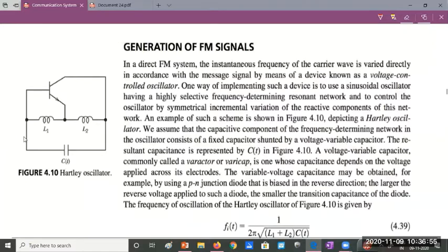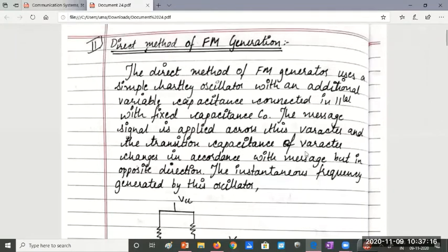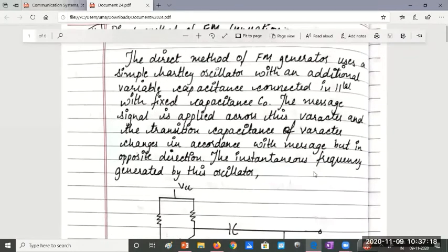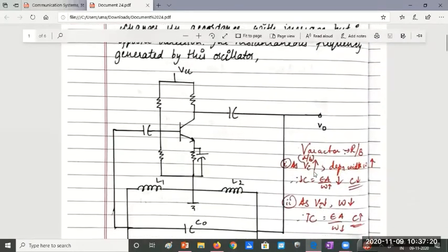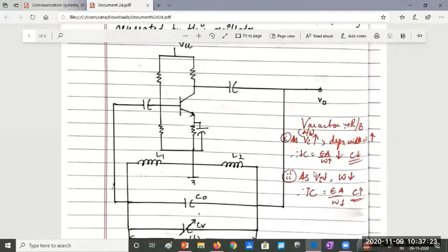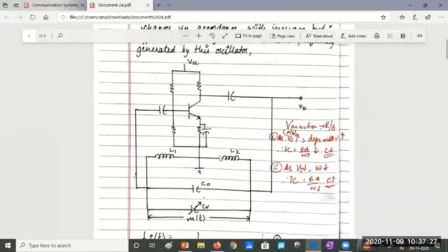So what is this Hartley oscillator principle? It has two inductors across which one capacitor is connected. In your textbook, he has given it in a very simple form. This transistor alone is shown instead of the complete oscillator, but I think we can analyze using the complete oscillator diagram. Okay, so as you can see here, this is the diagram of the Hartley oscillator.